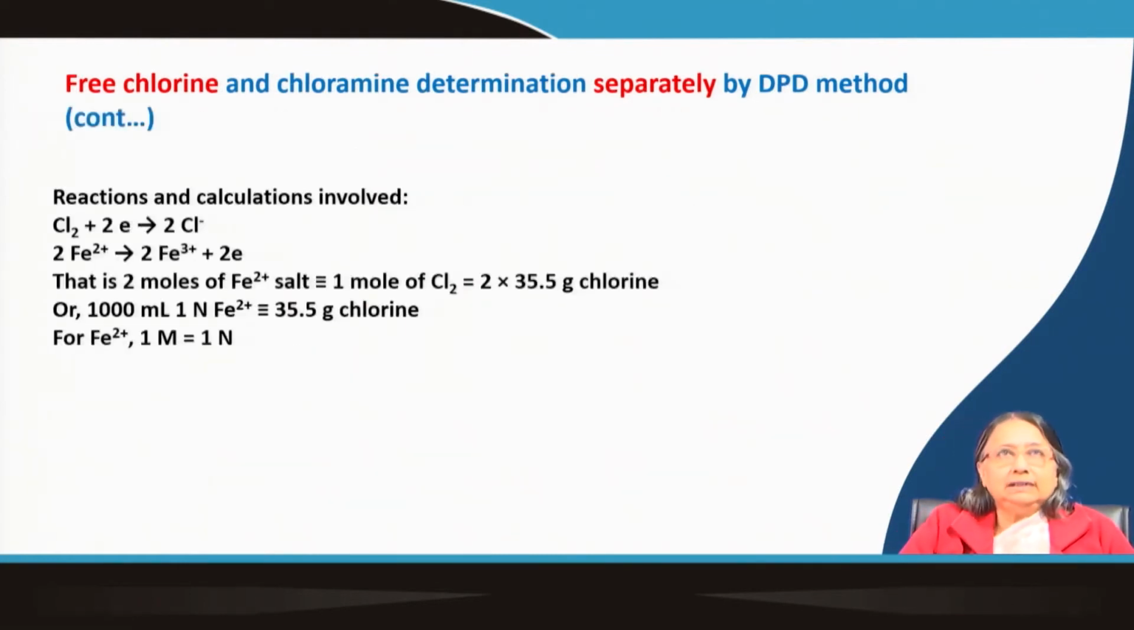And the calculation is like this: you have free chlorine. Chlorine is acting as an oxidizing agent, so it is reduced, and then Fe2+ is oxidized when it is reducing that DPD oxidized product. So, this is the calculation.